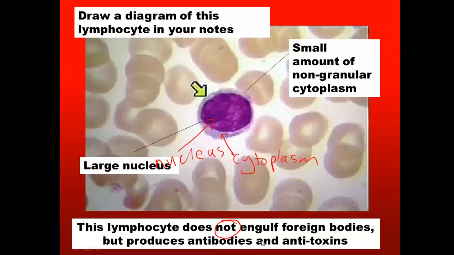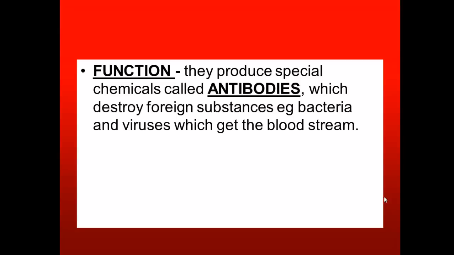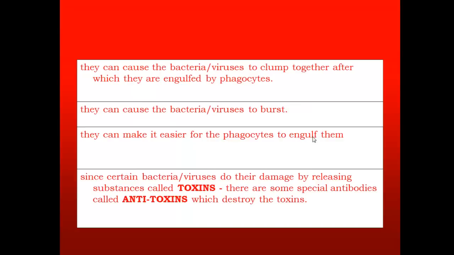Now, our lymphocyte does not engulf foreign bodies, but what it does is it makes these magic bullets, these antibodies, and these antitoxins are magic bullets. What do they do? Well, these antibodies destroy foreign substances, such as bacteria and viruses, and they've got these effects. They can make the bacteria and viruses clump together, and then they can be engulfed by phagocytes.